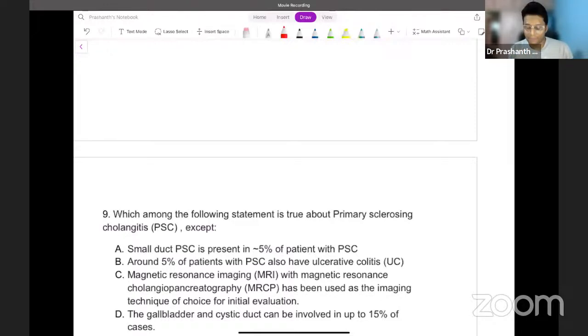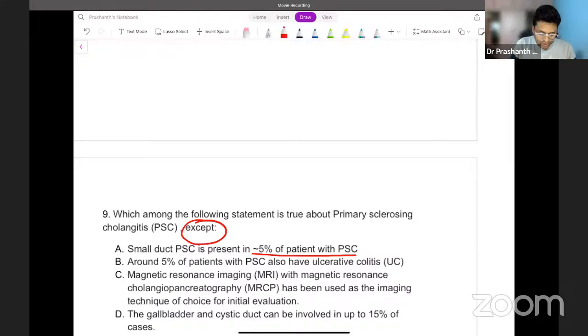Now, PSC is primary sclerosing cholangitis, again an except question. Small duct PSC is present in approximately 5% of patients with PSC. Now, this is true. Small duct PSC is where the cholangiogram is normal. Okay, MRCP, what is usually done to diagnose PSC as imaging modality, becomes normal.